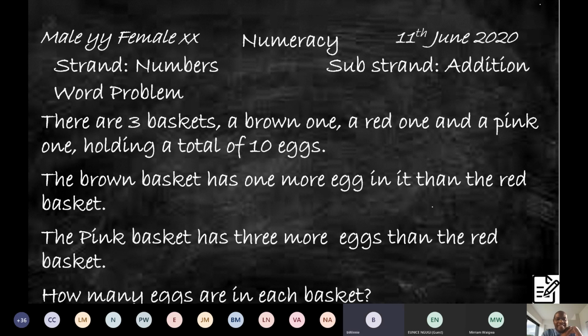There are 3 baskets. Now the brown one: the brown basket has 1 more egg than the red basket. I'm asking, did our answer agree with our statement? 1 more than red. 1 more than red, isn't it? Yes. I like that.